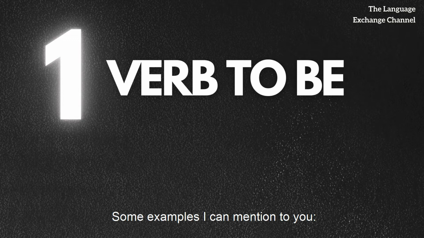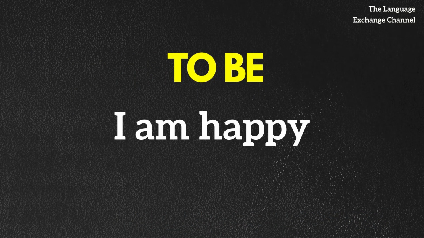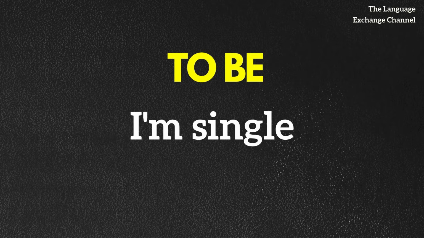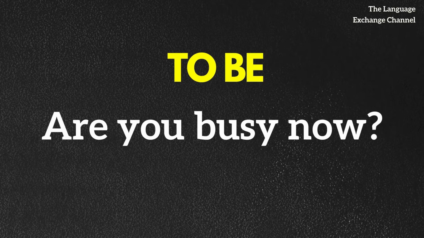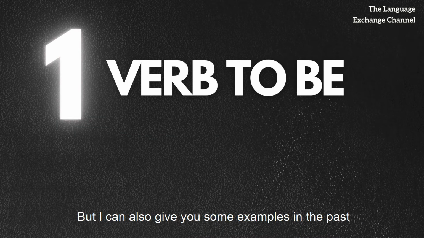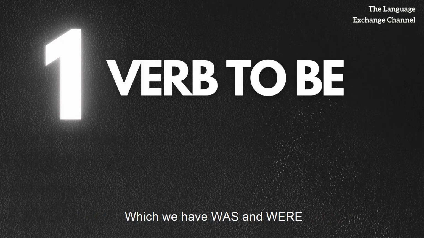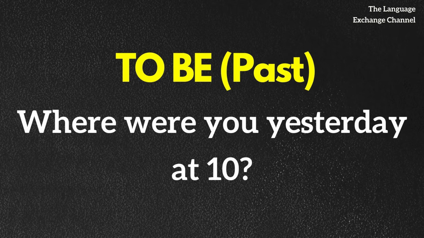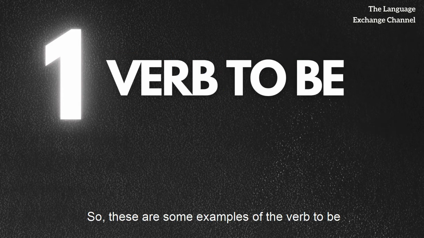Some examples I can mention to you. I am happy, she is married, I'm single, are you busy now? Here, these examples are in the simple present, but I can also give you some examples in the past, which we have was and were. I was born in New York, for example. Where were you yesterday at 10? So these are some examples of the verb to be.